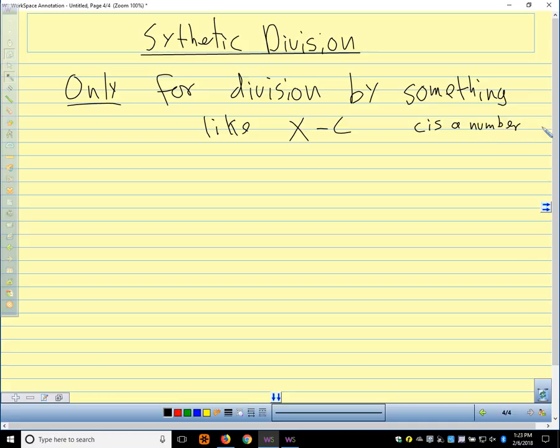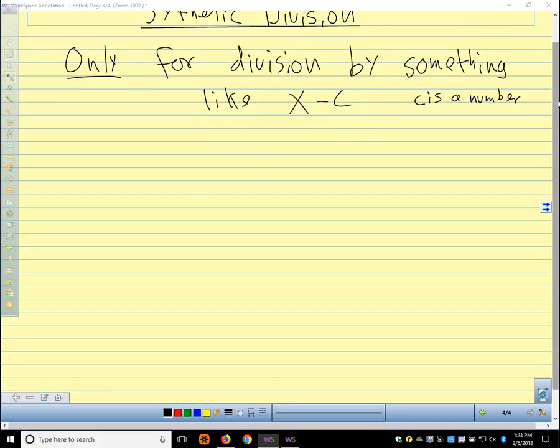If we're doing any other kind of division problem, if we're dividing by x squared minus x minus 5, if we're dividing by 2x minus 6, we cannot use synthetic division. Synthetic division only works when there's no number in front of the x, first power on the x, and a number after the x. That's the only time you can use synthetic division. So that's not that often, really. So we will need to know how to do long division.